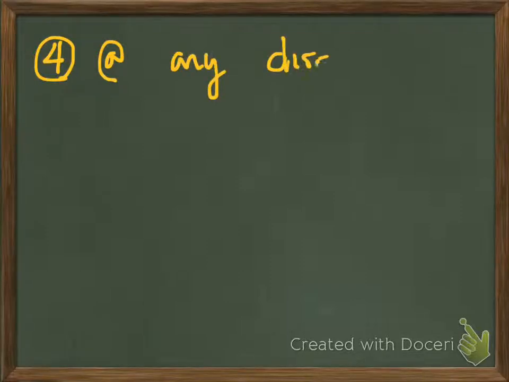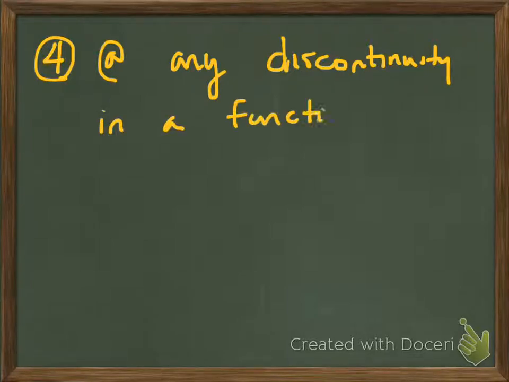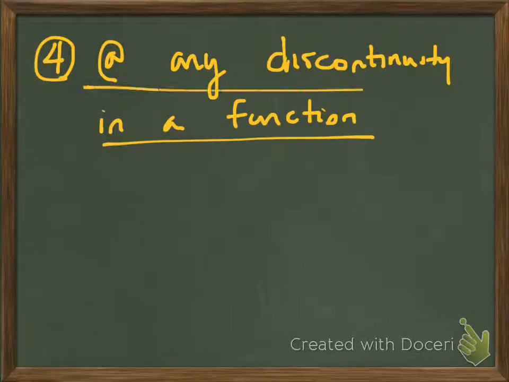All right, and then the fourth possibility is at any discontinuity in a function. Now they show you a piecewise picture in your book, but I want you to just make some notes about whatever makes sense in what we're about to talk about.